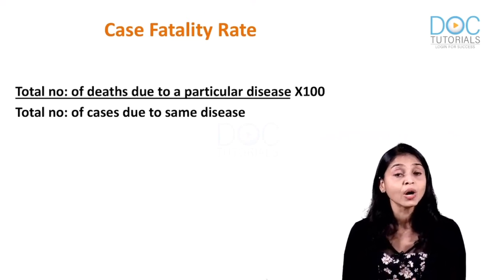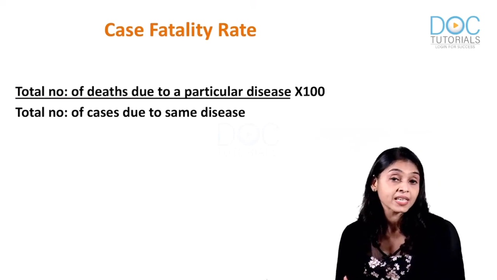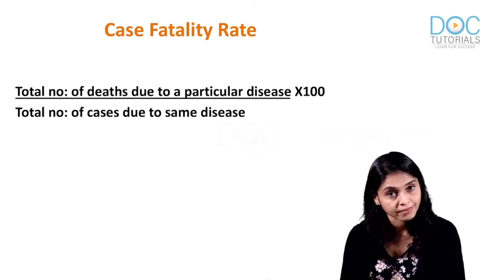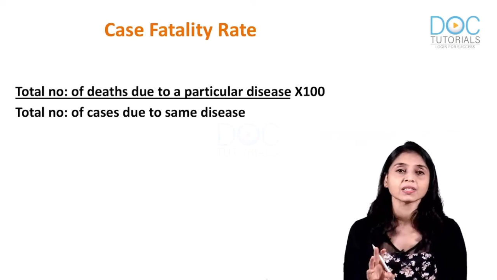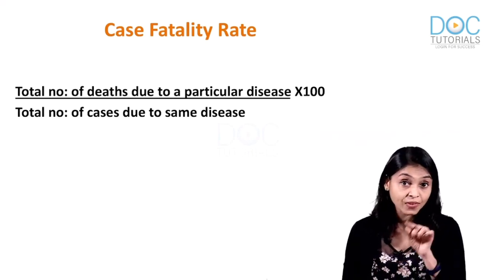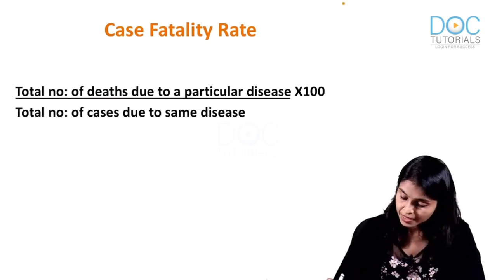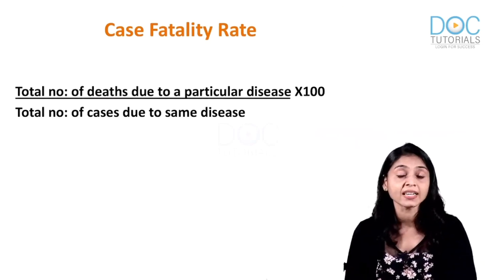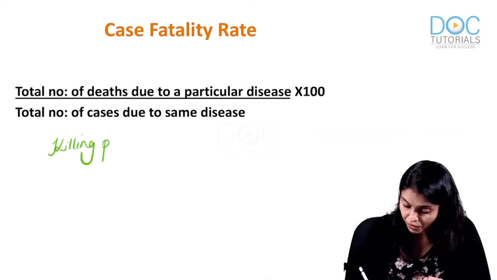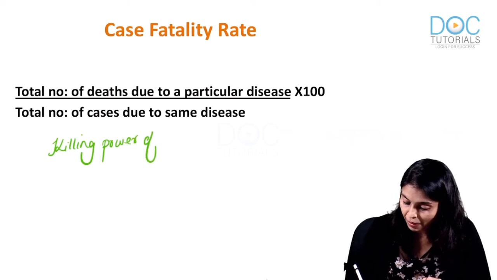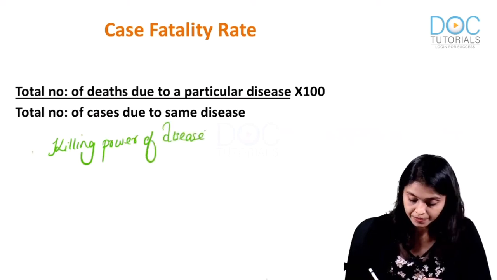Okay, so that will tell you out of total people who got that disease, what percentage died. And there are two very, very frequently asked MCQs from this case fatality rate alone. That is, this case fatality rate is related to the killing power of a disease. That is the first MCQ from this: killing power of a disease is given by case fatality rate.